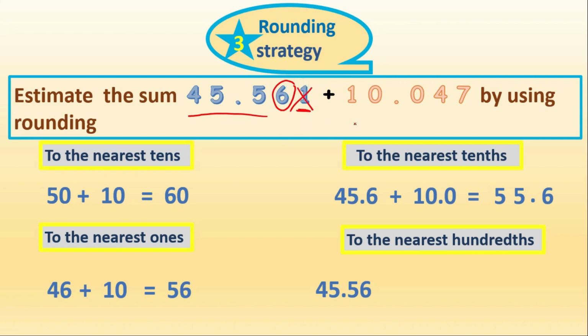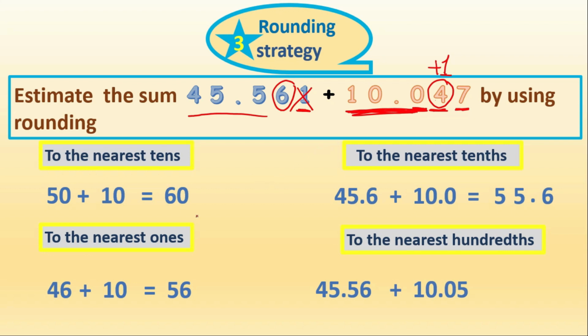Okay, the next number, 10 and 47 thousandths. Which is hundredths? After the decimal point, tenth, hundredths. So circle 4. The next digit is 7. Group 1 or group 2? Group 2, so it will add 1. So 4 changes to 5, 4 plus 1 equals 5. And all the digits on the left without a change. So the number will be 10 and 5 hundredths.